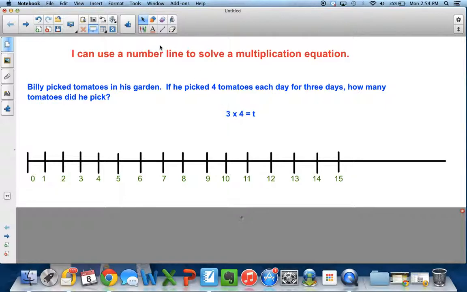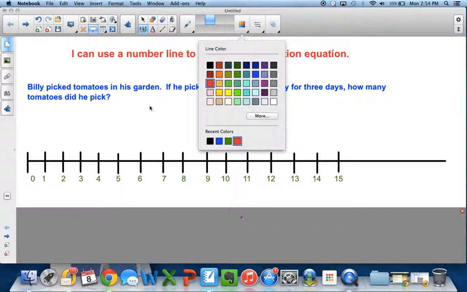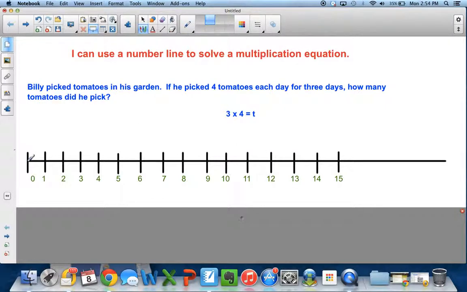So what we're going to do is start at 0, and we need to make groups of 4. So our first one is going to be 0 to 4. And that is just 4 tomatoes in that group. Now we're going to start where we left off and add the next group of 4. So we're going to go 1, 2, 3, 4. So 4 and add 4 more is 8.